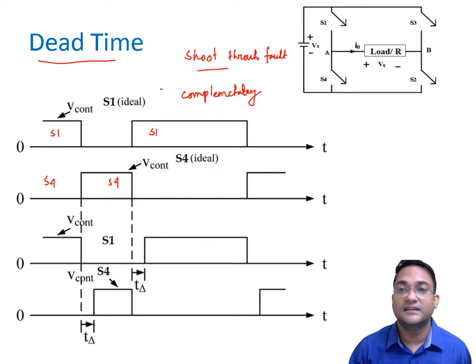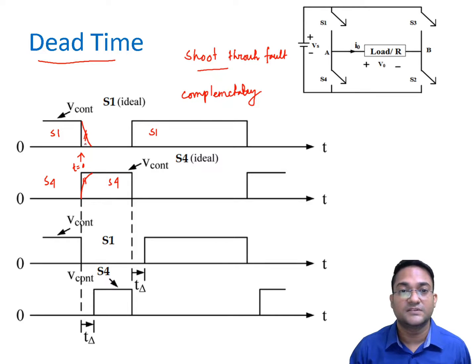But in practical scenarios, any practical device like IGBT, MOSFET, etc., will need finite time to turn on and turn off. So even though you are asking the device to turn off at this instant, let's say t equal to 0, it will take some time to completely turn off. Similarly, for S4, even though you want it to turn on at t equal to 0, it will take some time to turn on. So you will see there will exist some time where both the devices are conducting, because S1 is not completely turned off, and S4 is still turning on.